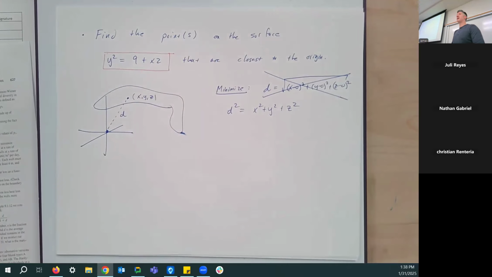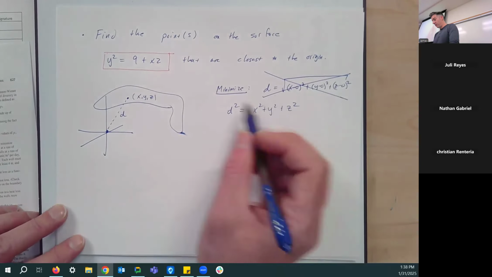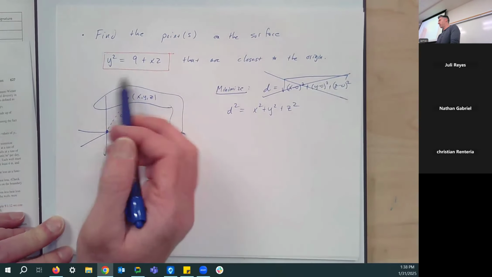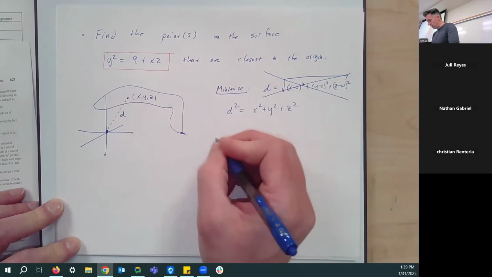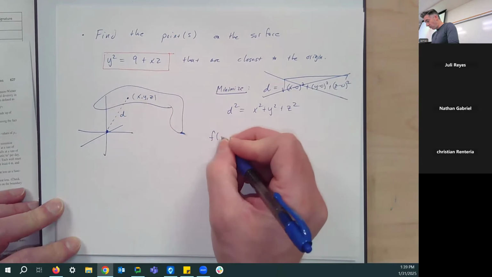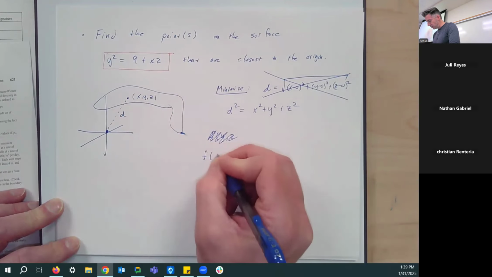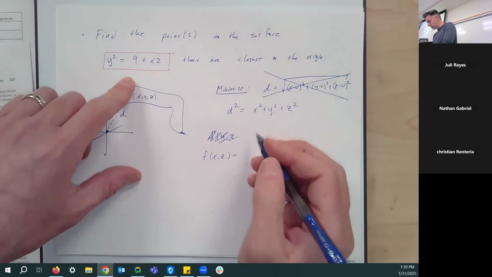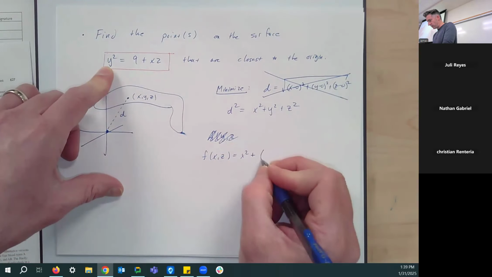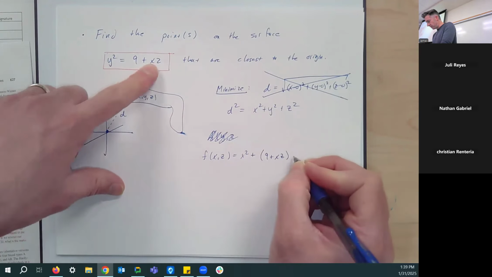And this is a prime example of not making life hard on yourself. You don't want to solve for z here, right? I know we usually like to isolate z, but here you've already got y squared all by itself. So we're really just going to take y squared and replace it with 9 plus xz. We're not even going to square root both sides. We're just going to say, hey, cool, D squared, which now is our function of x and z, apologies, is going to be x squared plus y squared, which is 9 plus xz, plus z squared.